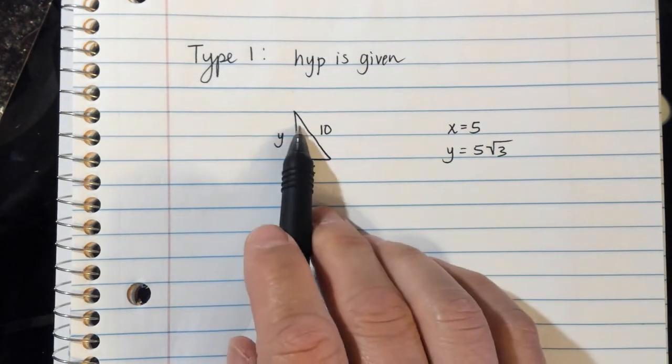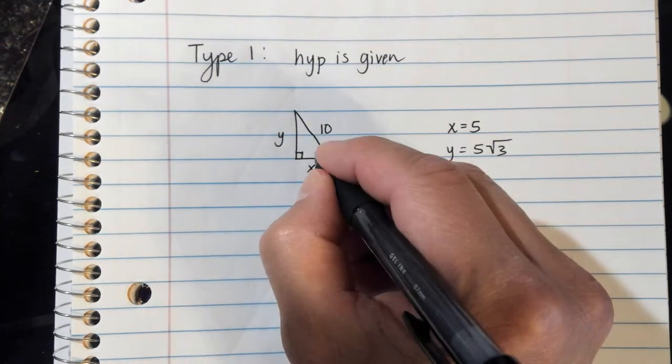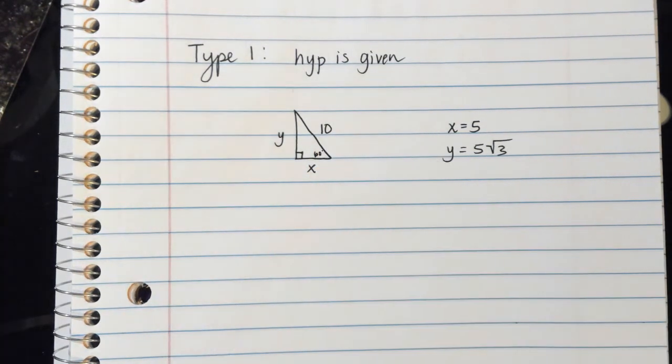I either have to tell you this is 30 or I have to tell you this is 60. You're not supposed to assume just by how it looks.